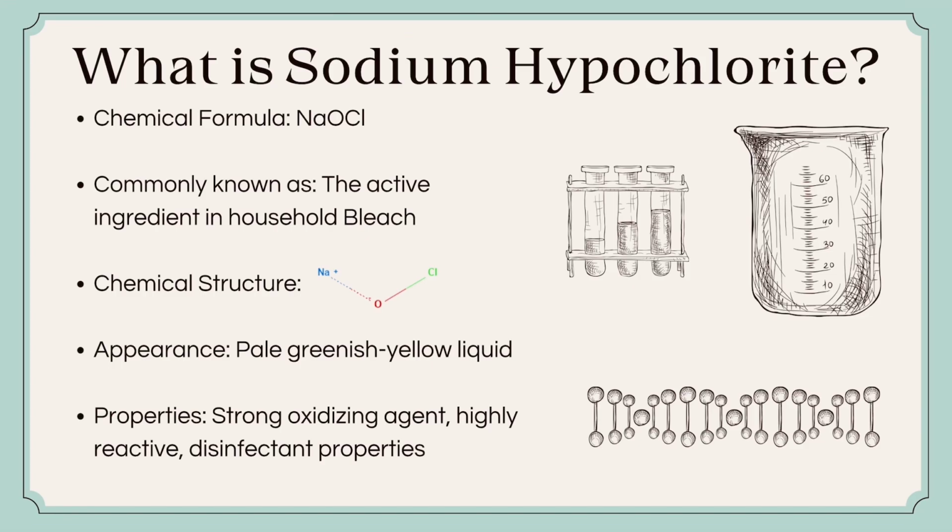So let's start by talking about what it is. The chemical formula is NaOCl. That's sodium, oxygen, and chlorine. And this compound, when it's added to an aqueous solution, like water, is dissolved and bleach is then formed. It typically appears as a pale greenish yellow liquid, though sometimes it can be quite clear when diluted and can kind of look like water.